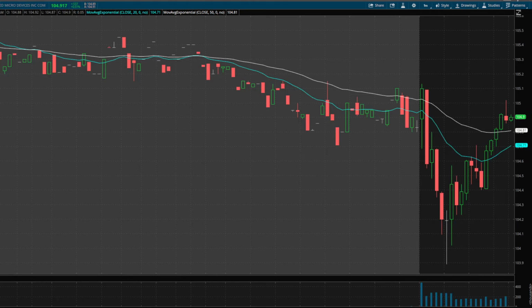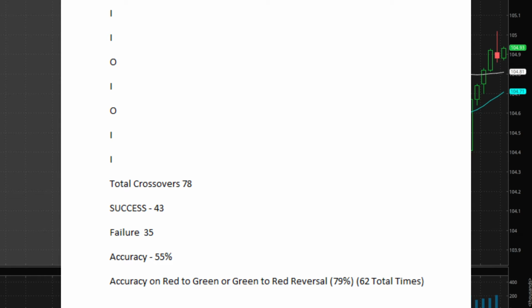Now, moving on to larger cap stocks, we got a little bit more interesting results here. It only worked 55% of the time on AMD, but if you take away the choppy days, it worked 79% of the time on red to green or green to red reversals.